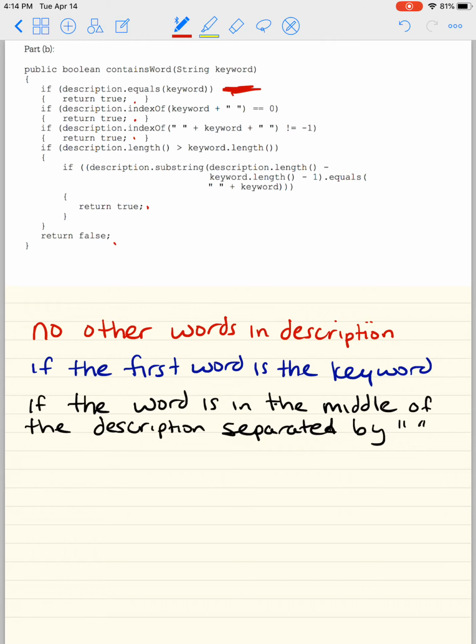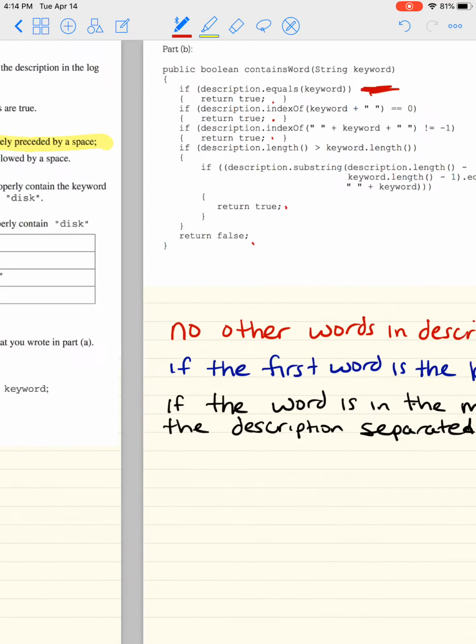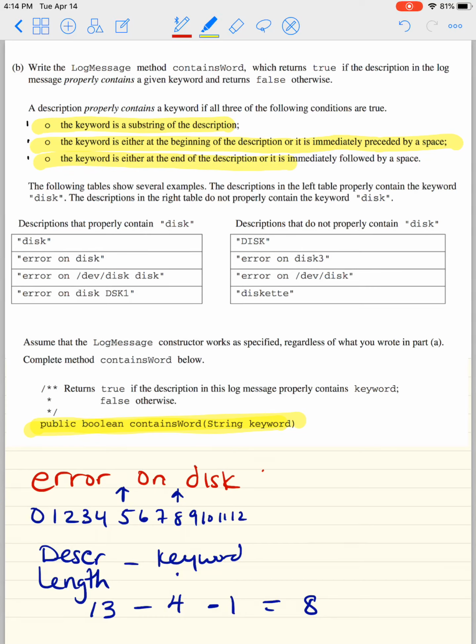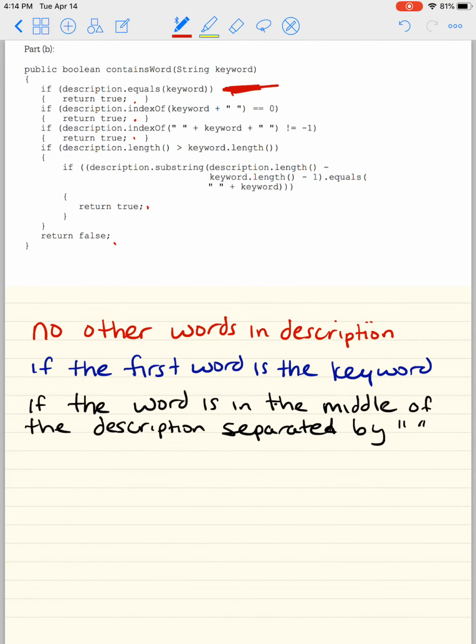So if the keyword, so you're going to have a description. In this case, these are my descriptions. Disk, error on whatever that is. And the keyword here is disk. Now in this specific description, the entire description is just the keyword. So that's what this if statement is right here. If the description dot equals the keyword, return true. So that's this one here. In other words, no other words in description. That's the first one.